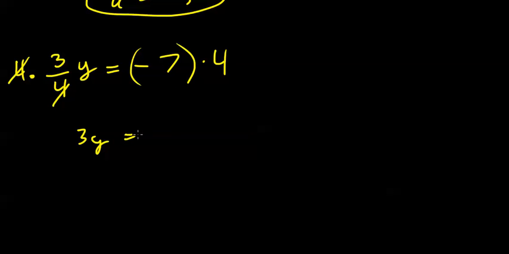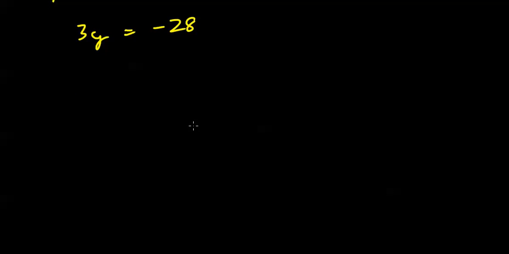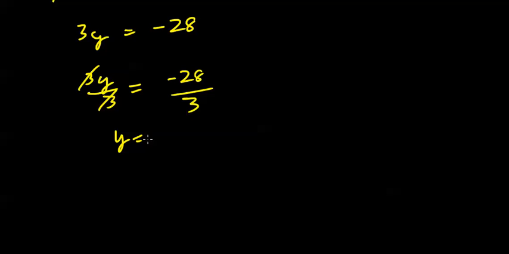I get 3y equals minus 28. Now what do I do? Well, you've got to solve for y, not 3y. I'll divide both sides by 3. Simplify if I can. The 3's cancel out on the left. I get y equals minus 28 thirds. Now 28 is not a multiple of 3. 28 is 7 times 4. So there's no way to reduce this. We just keep this in improper fraction form.